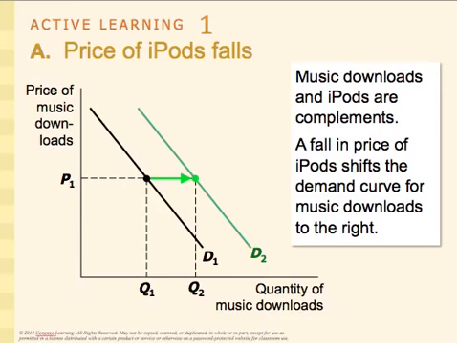The first example, example A, the price of iPods falls. On the left-hand side, you have the price of music downloads and then the quantity of music downloads, because again, we're concerned with what's going to happen with music downloads. Music downloads and iPods are complements. A fall in the price of iPods shifts the demand curve for music downloads to the right.